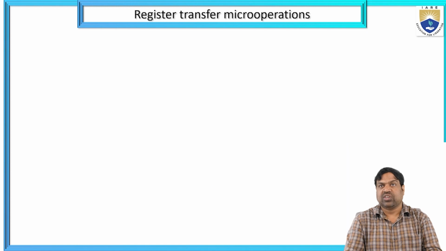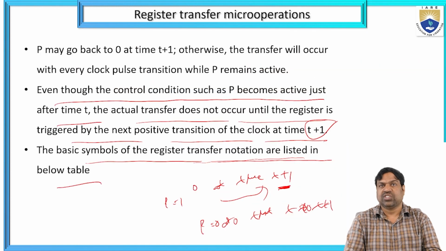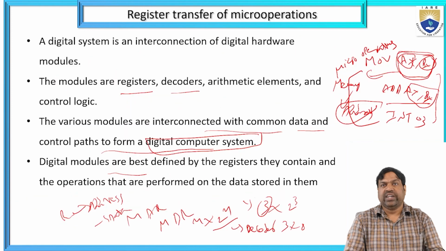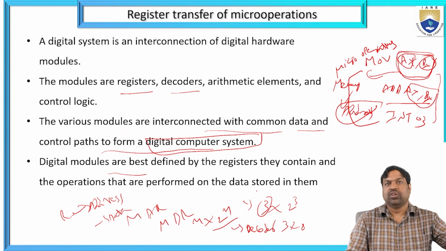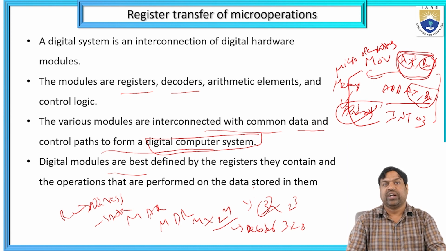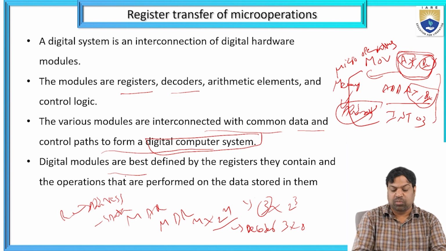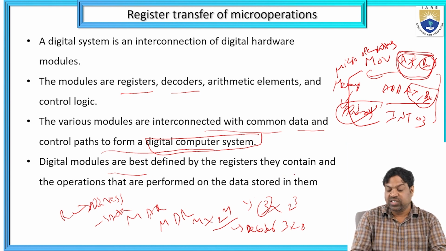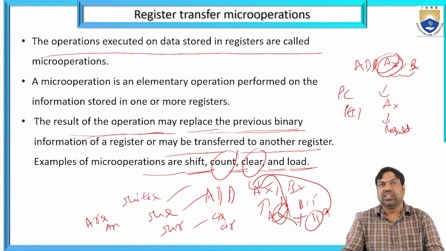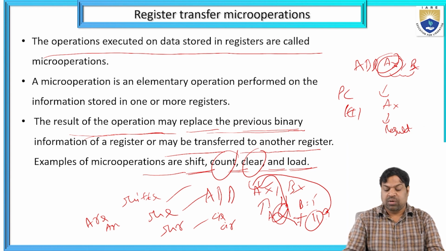And these are the references of data transfer registers. Here we discussed today: a digital system is an interconnection of digital hardware modules. The modules are registers, decoders, arithmetic elements and control logic. The various modules are interconnected with common data and control paths to form a digital computer system. The digital modules are best defined by the registers and the operations performed on the data stored in them. The operations executed on data stored in registers are called micro operations.